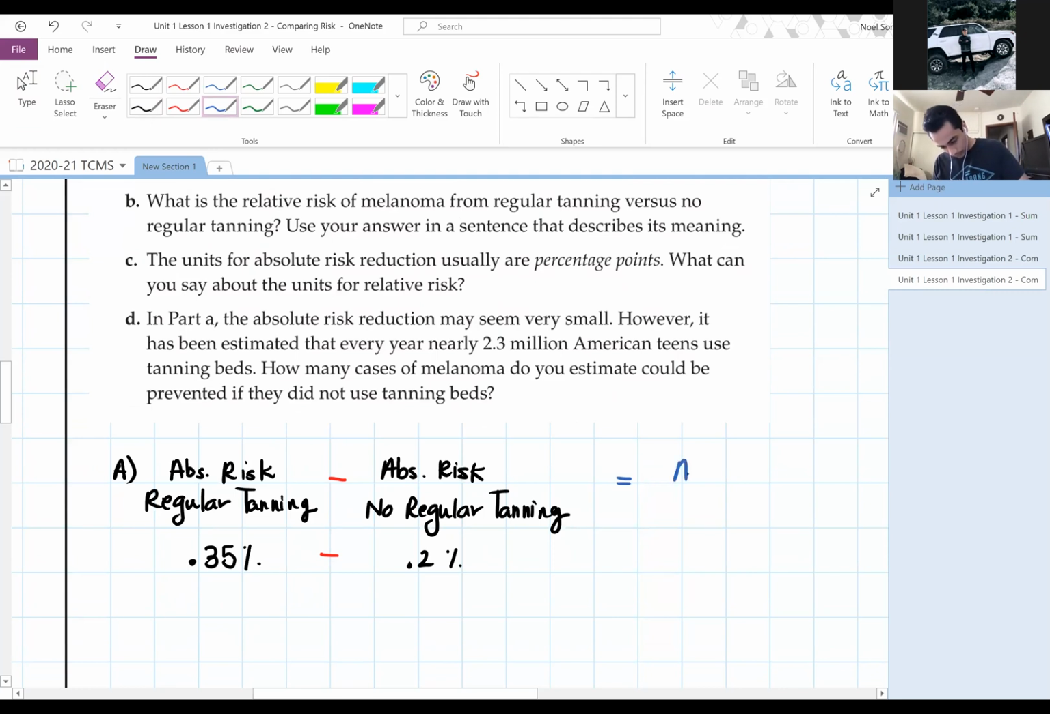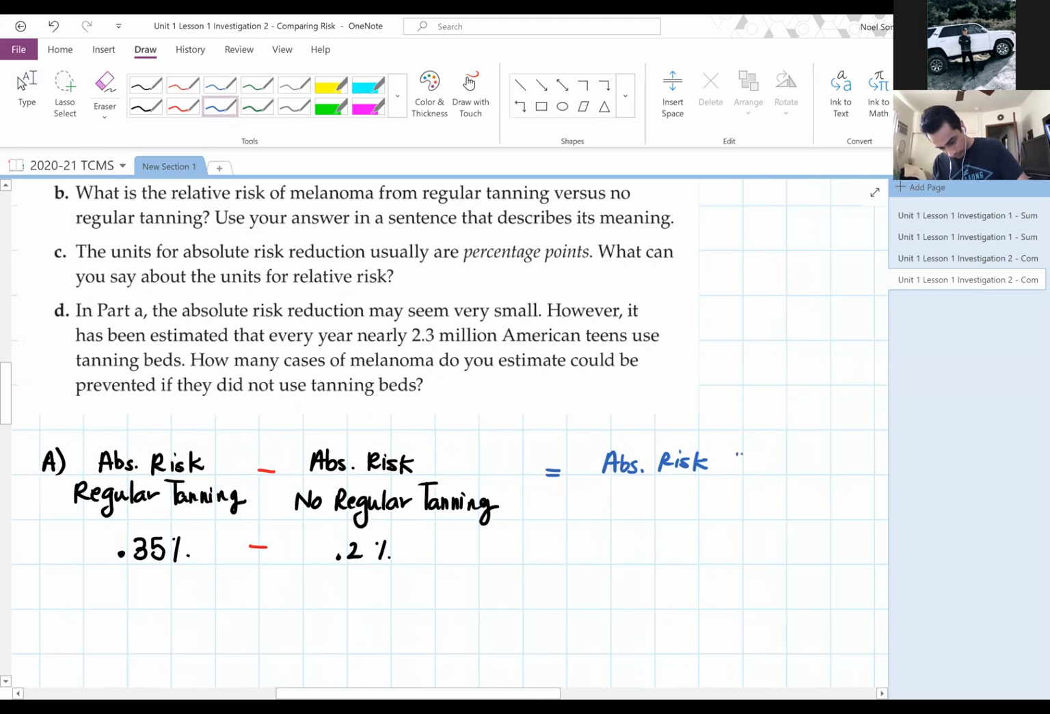So the absolute risk reduction would just be 0.35 minus 0.20, and that's going to get us 0.15%. Okay, so there's an absolute risk reduction. There's a difference in percentage value of 0.15. Okay, and that's essentially all we need to find there.